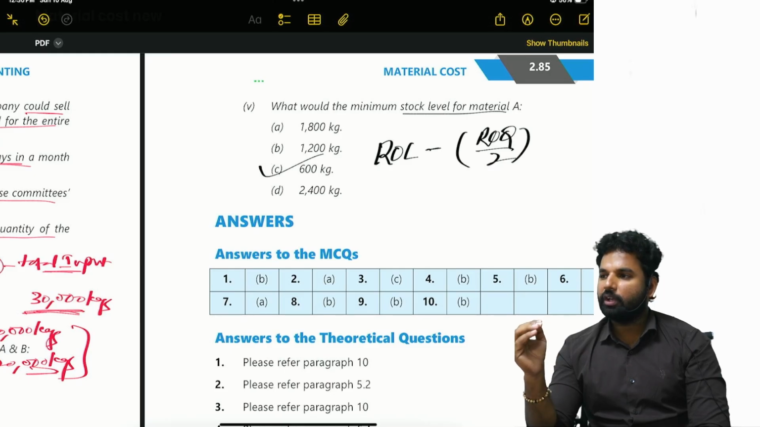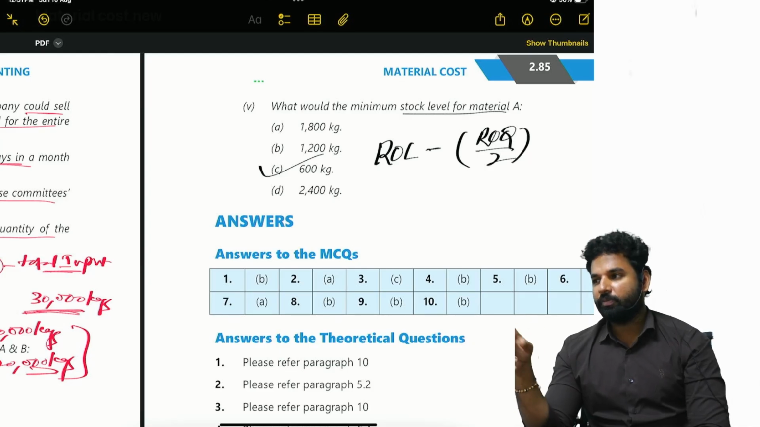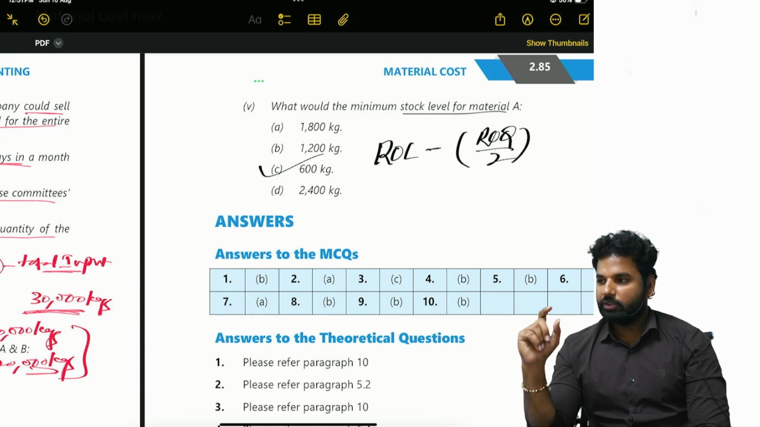Generally, it is over and above the minimum stock level. So, if the ROQ is maintained at maximum lead time into maximum consumption, then in such cases, it will cope up with that requirement. Okay, so that is the safety stock level.